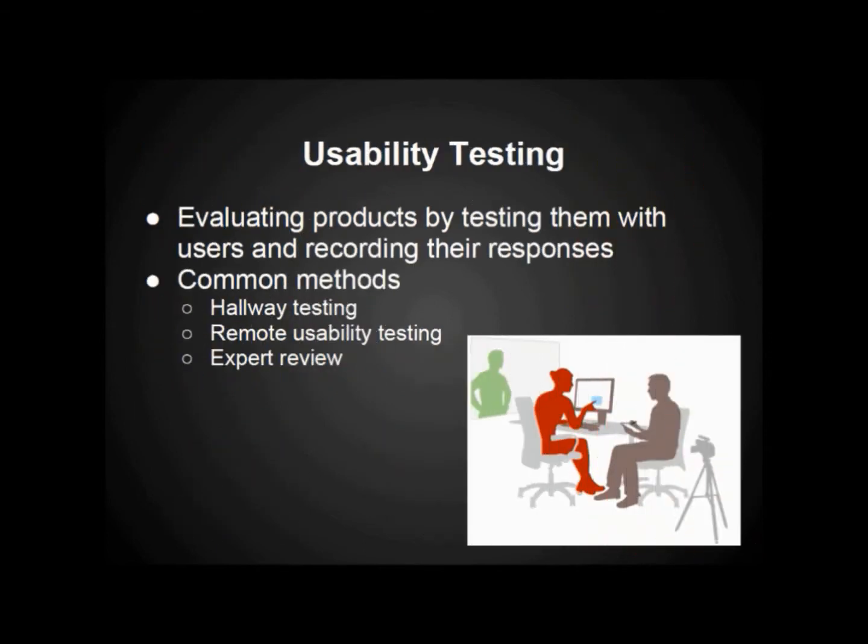Usability testing is a way to evaluate products by testing them with real users and recording their responses. There are many ways to accomplish this. Hallway testing involves taking a few small groups of random people and testing the product with each group in stages.